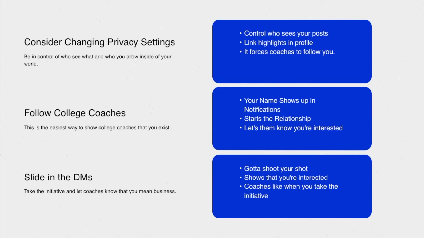So after you've done all this and you've liked a few posts, and they kind of interact with you a little bit or notice that you're liking their posts or interacting with their page, you want to slide into the DMs. You want to take the initiative and let coaches know that you mean business. So you've got to shoot your shot. If anybody knows that they've got to shoot their shot, it's us as athletes. Because, like they say, you miss 100% of the shots you don't take. And this is the same for the recruiting process. This also shows that you're interested, and coaches like when you take the initiative. You have to recruit the coaches just as much as they recruit you, and sometimes even more, because some coaches don't know you're out there.